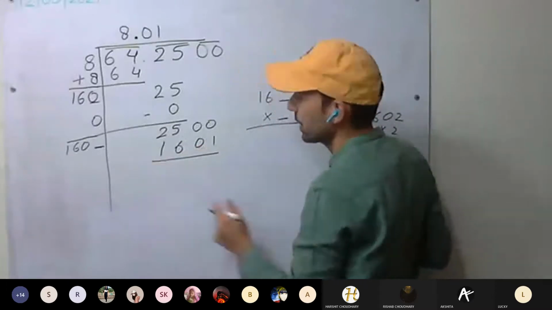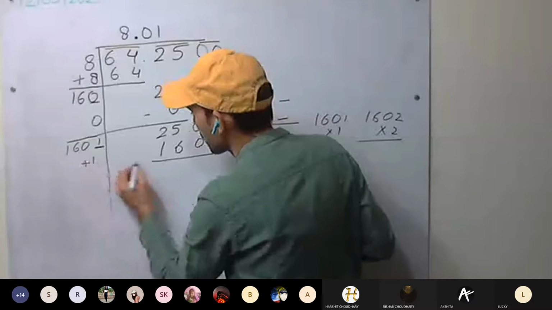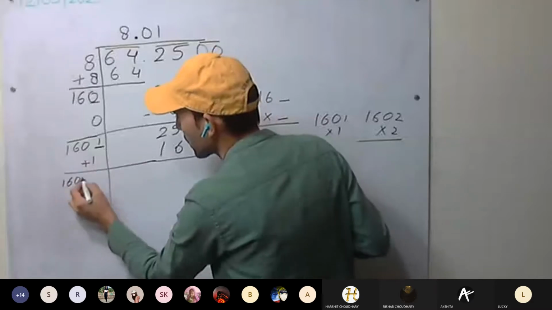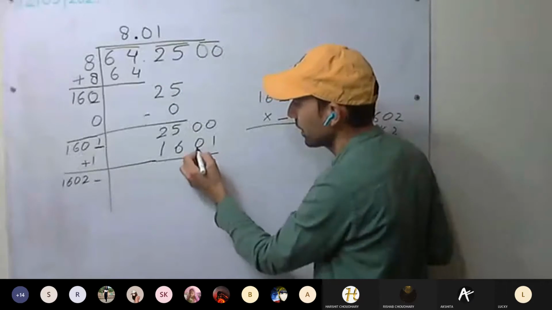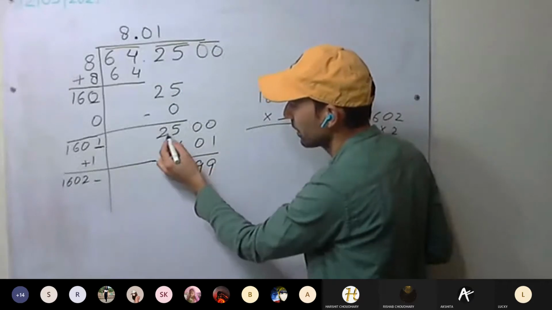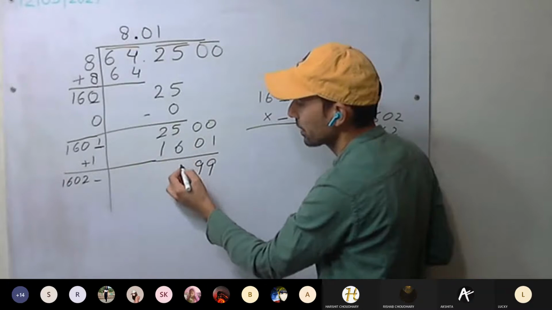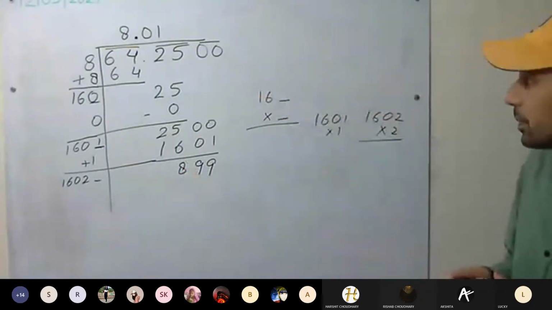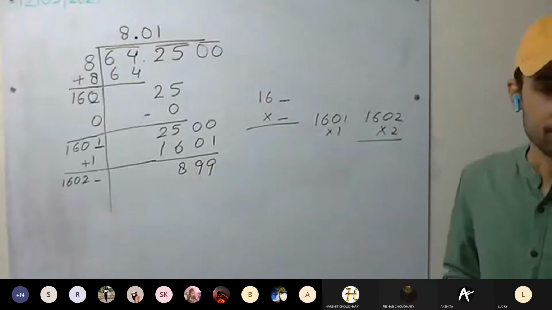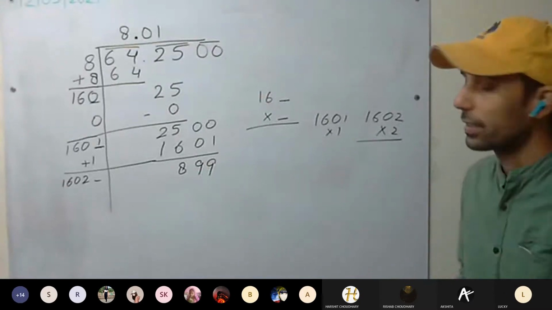1, 1601. What will be the remainder? 1601 plus 1, 1602. 9 here as well. 14 minus 6, 8. Is it correct? Yes, sir.